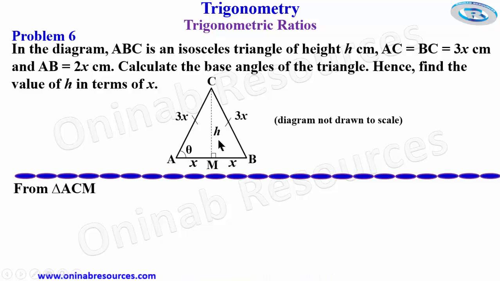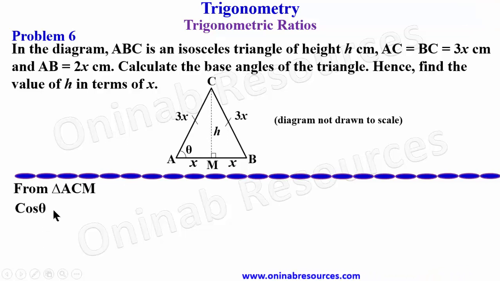We concentrate on triangle ACM. This is opposite, this is hypotenuse, this is adjacent. We have to calculate this base angle. It is better we go for x and 3x, so adjacent and hypotenuse. We might not be able to resolve the h with x. We're then going to use adjacent and hypotenuse.